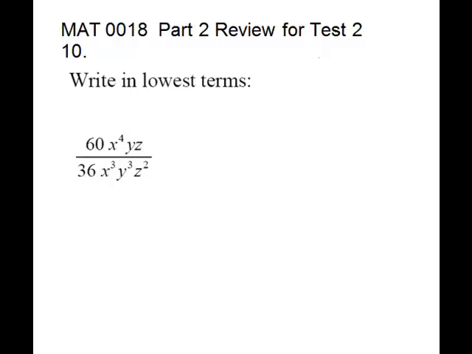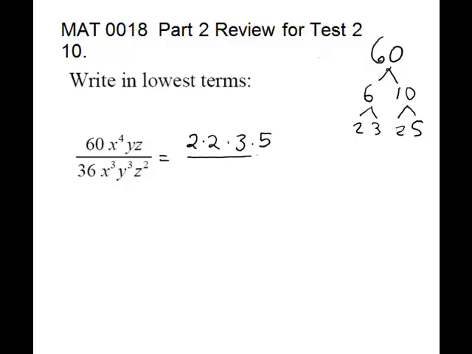Problem 10, we're going to write in lowest terms. So this is a reducing problem. This is a very large problem, and it has several variables, so we're going to go to primes. So on the side, I'm just going to break down 60 with a little factor tree. How about 6 times 10? And 6 will give us 2 and 3, and 10 will give us 2 and 5. So I have 2 2s, 1 3, and 1 5.